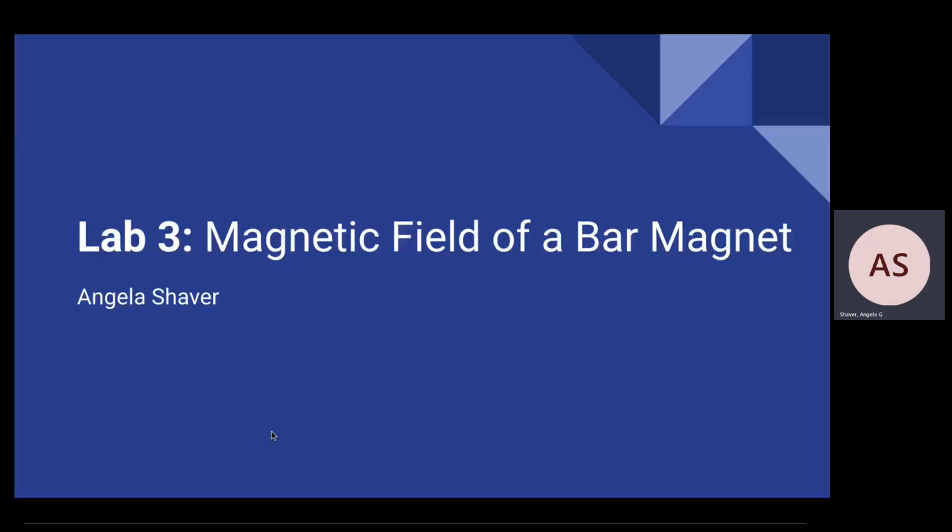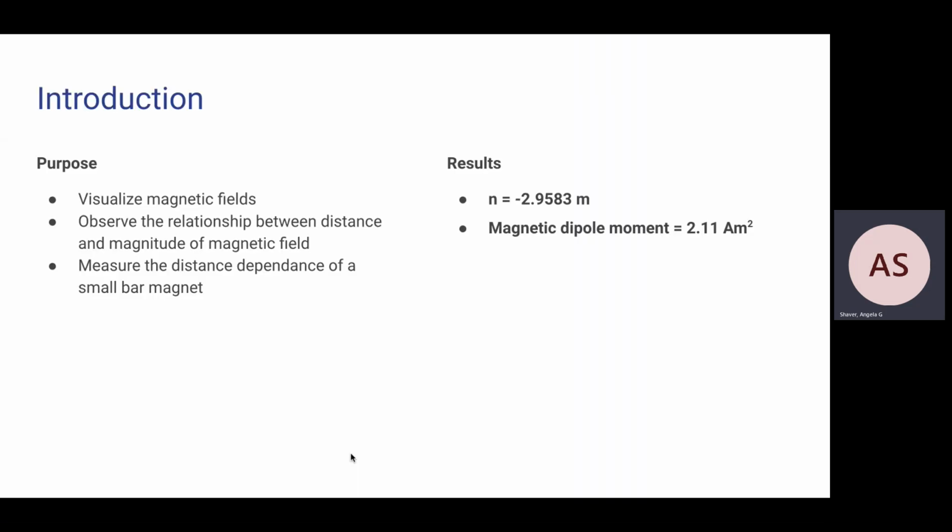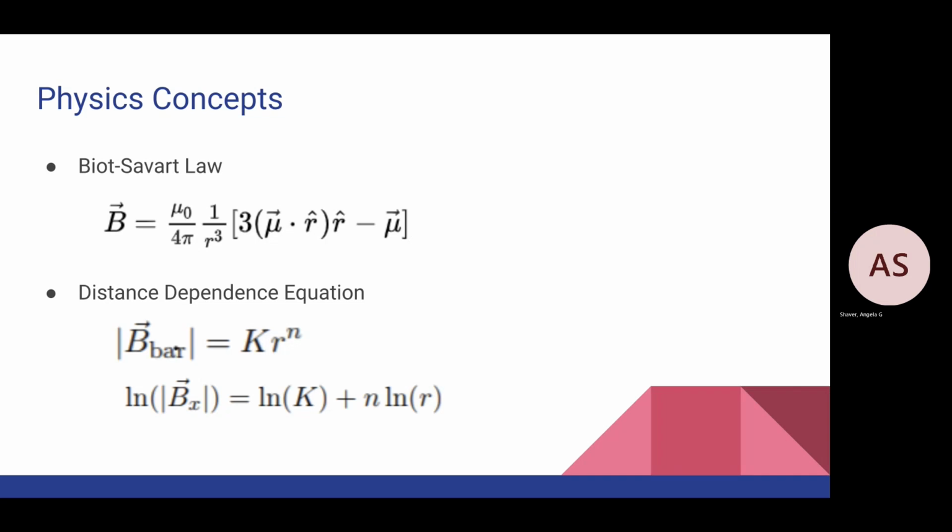Report for Lab 3, magnetic field of a bar magnet. The purpose of this lab was to help visualize magnetic fields, observe the relationship between the distance and magnitude of the magnetic field, and also to measure the distance dependence of a small bar magnet at different points and compare those values. The results of my experiment were that N was found to be negative 2.9583 meters, and the magnetic dipole moment was 2.11 amp meters squared.